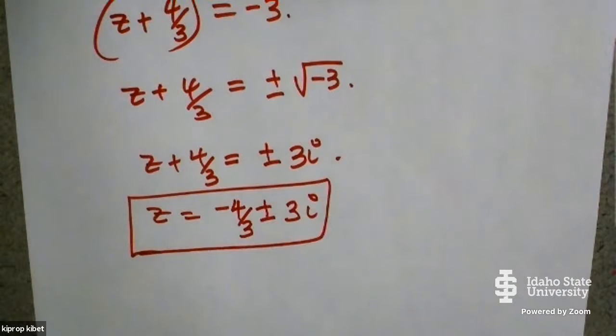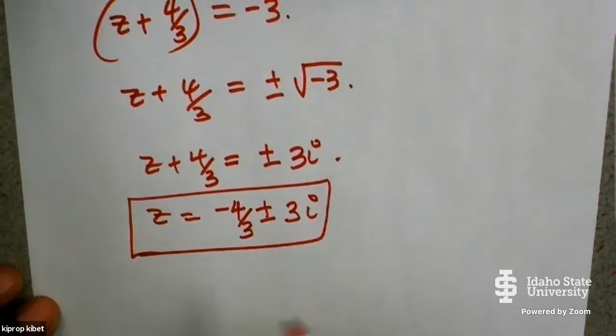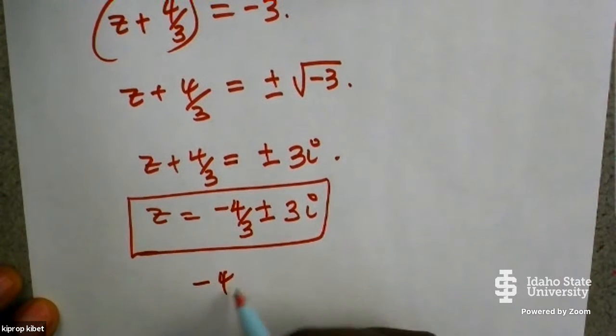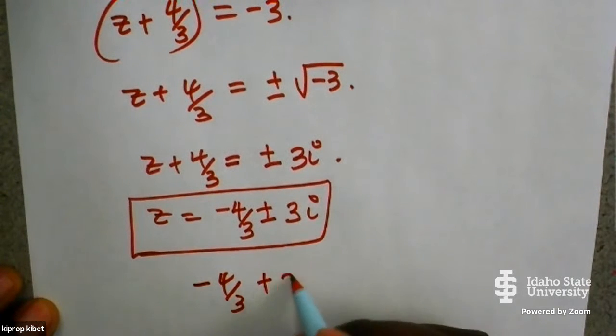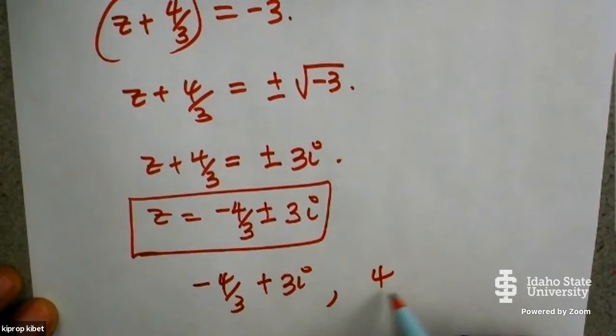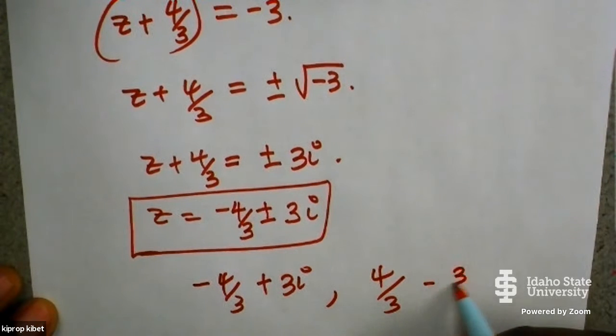So when you take this one here, then it becomes minus, and then you add or minus 3i. So in set notation, you put the comma. So that and that. So basically, this is 4 over 3 plus 3i and 4 all over 3 minus 3i.